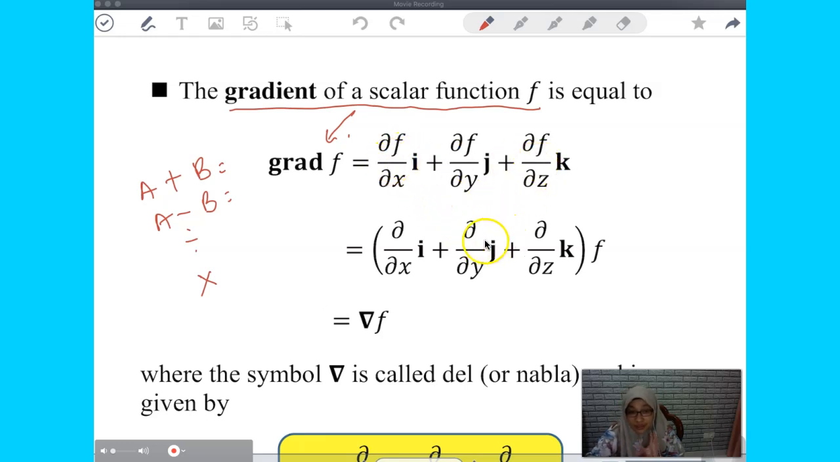So in this case, what is grad itself, the gradient itself? If we factor out the f, you can see that it is del/del x, del/del y, del/del z. So this is the operator.